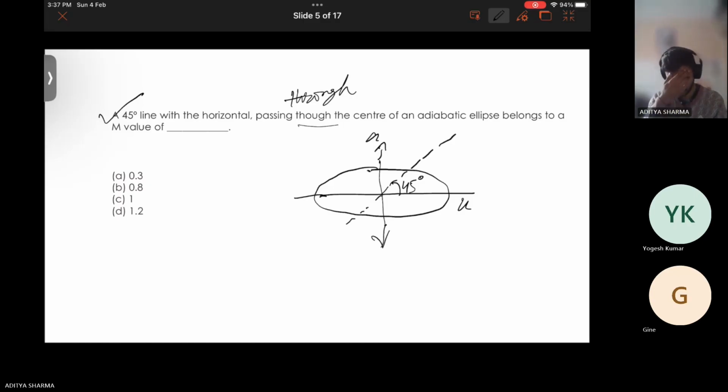Yes, Yogesh. Any idea? So it's maybe one. No, I think subsonic is maybe not just one.